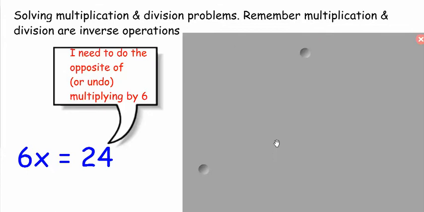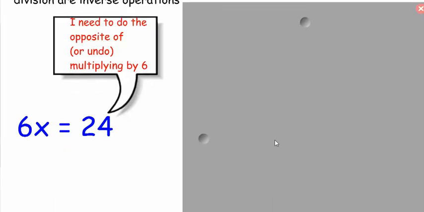Now we've got some multiplication problems. So 6 times something would give me 24. Now, guys, I know you can figure that in your head, but let's just do the steps. What is the opposite of multiplying by 6? I'm going to divide by 6. Remember, this means to divide, it looks like a fraction. Divide by 6. So on this side, these cancel out. I'm left with x equals 24 divided by 6, which is 4.